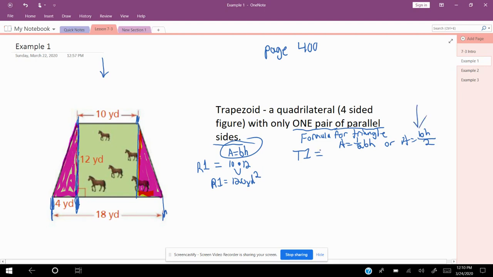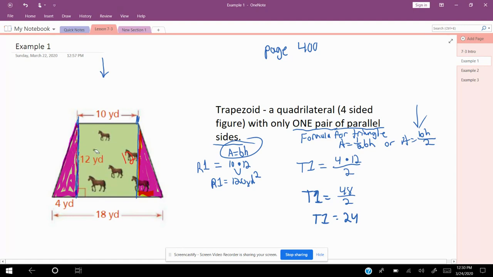So for triangle 1, let me move that. Okay, for triangle 1, I'm going to do base times height divided by 2, so the base is 4. Okay, so I apologize. I made a mistake before and I had to stop the video and start again. So my triangle 1 is going to be 48 divided by 2, so the area for triangle number 1 is going to be 24.